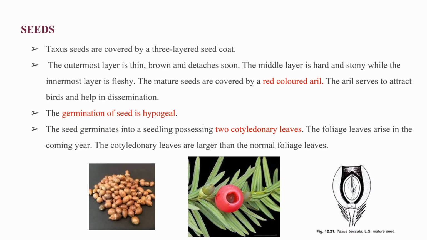The Taxus seeds are covered by a 3-layered seed coat. The outermost layer is thin, brown and detaches soon. The middle layer is hard and stony, while the innermost layer is fleshy. The mature seeds are covered by the red-colored aril. The aril serves to attract birds and helps in dissemination.